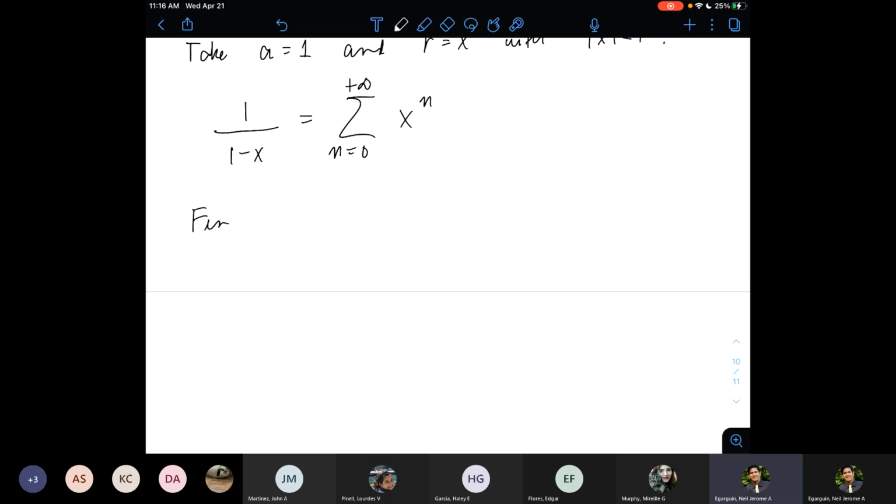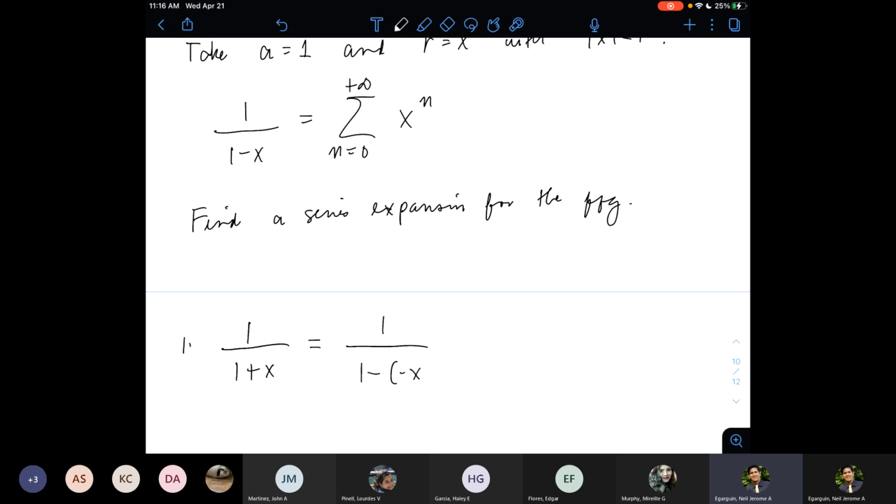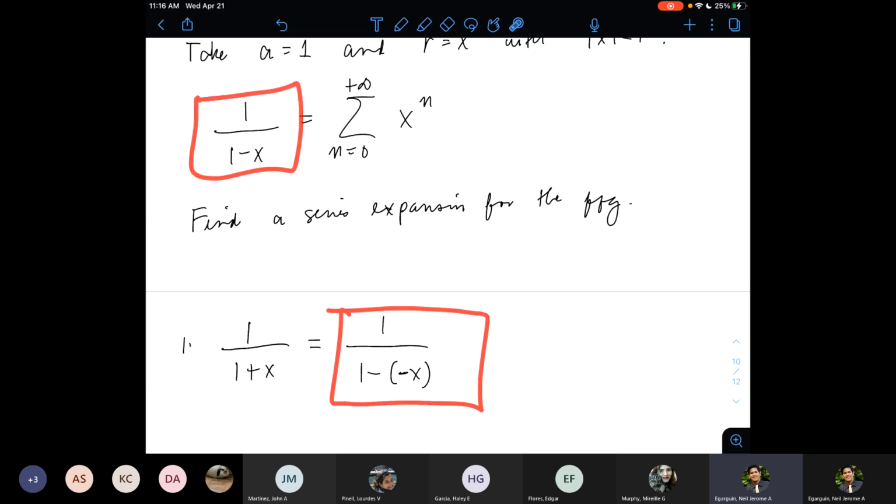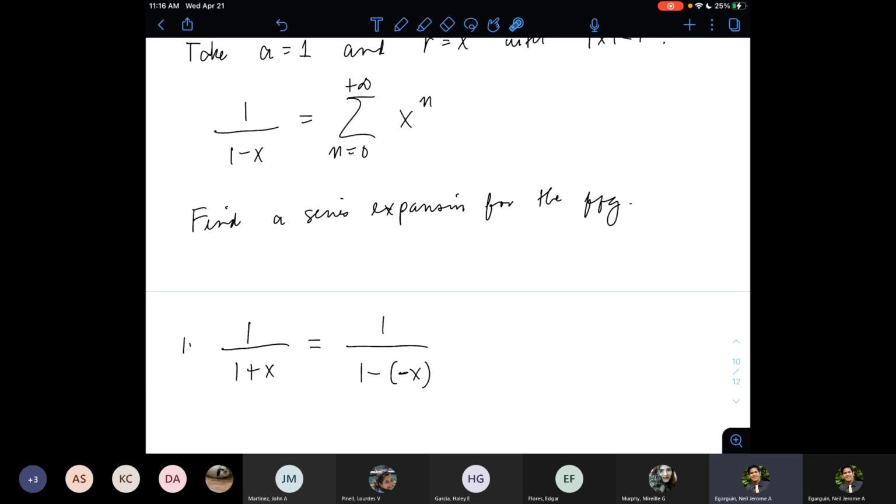Find a series expansion for the following. Okay, let's start with number 1, 1 over 1 plus x. Well, here it's 1 over 1 plus x, which is very similar to this guy, except that I need to rewrite it as 1 over 1 minus negative x. And comparing this current form to this one, it seems that I can use the same expansion, except that I need to replace all x's I see by negative x.